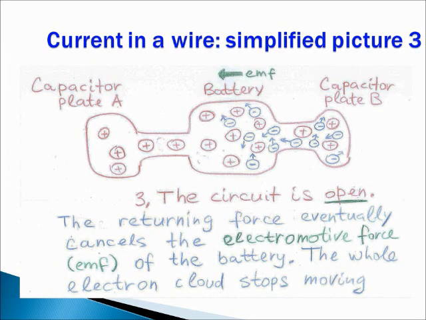What happens next depends on whether the circuit is open or closed. The circuit is open if its two ends are not connected to one another. For example, we will get an open circuit by connecting a battery to two plates of a capacitor. For the open circuit, the returning force on the electron cloud from the positive charge eventually cancels the electromotive force of the battery. After a while, these forces cancel each other. The whole cloud stops moving. There will be no persistent current in the circuit.